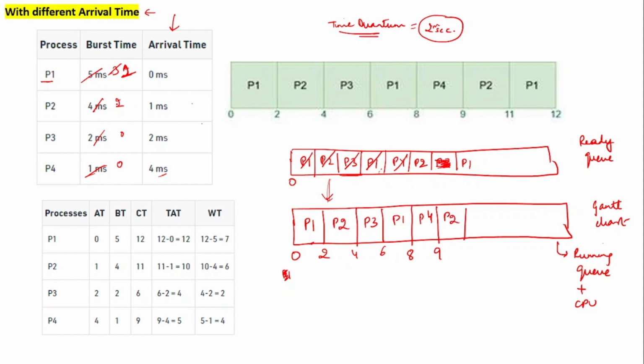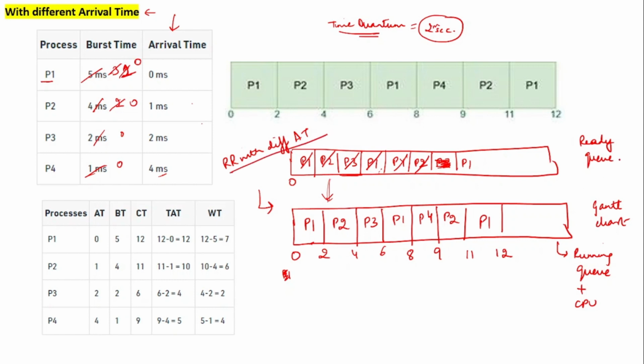P2 needs 2 milliseconds for its execution, so again it executes for 2 milliseconds. P2 is removed, and finally I have P1 with me, and P1 executes for 1 millisecond, and its execution is over. So this is round robin with different arrival times.